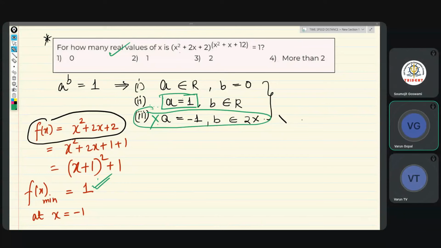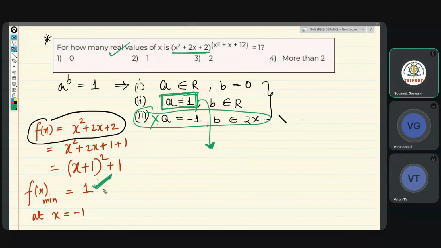Look, understand this thing. This is not an equation. A is equals to 1 is not an equation. It is the value of the function, Varun. So equating it to 1 is not the answer. Can you at least understand what I'm saying? This is the value of the function. This is the function. I am asking you what could be the minimum value of the function.